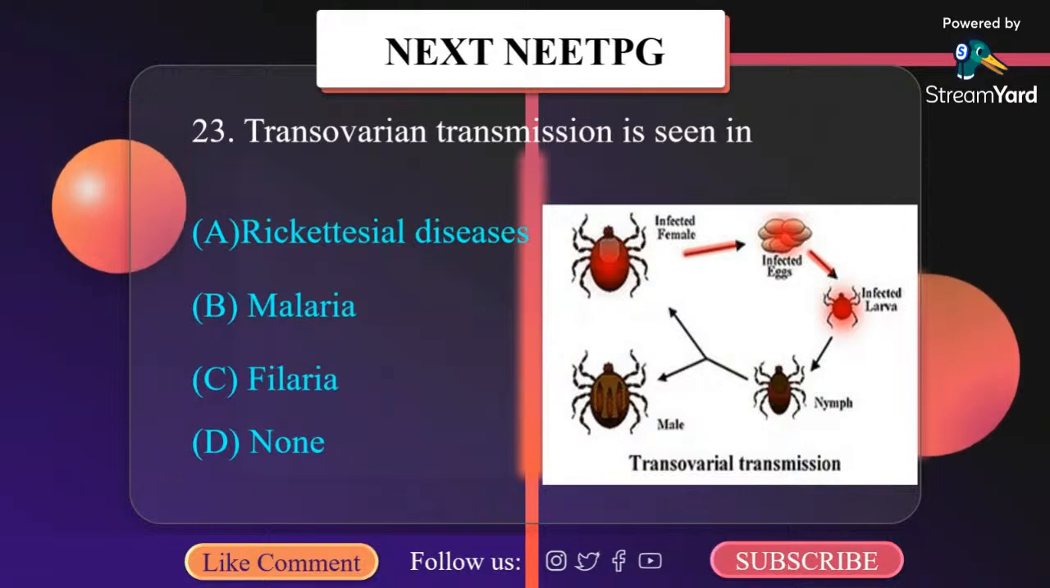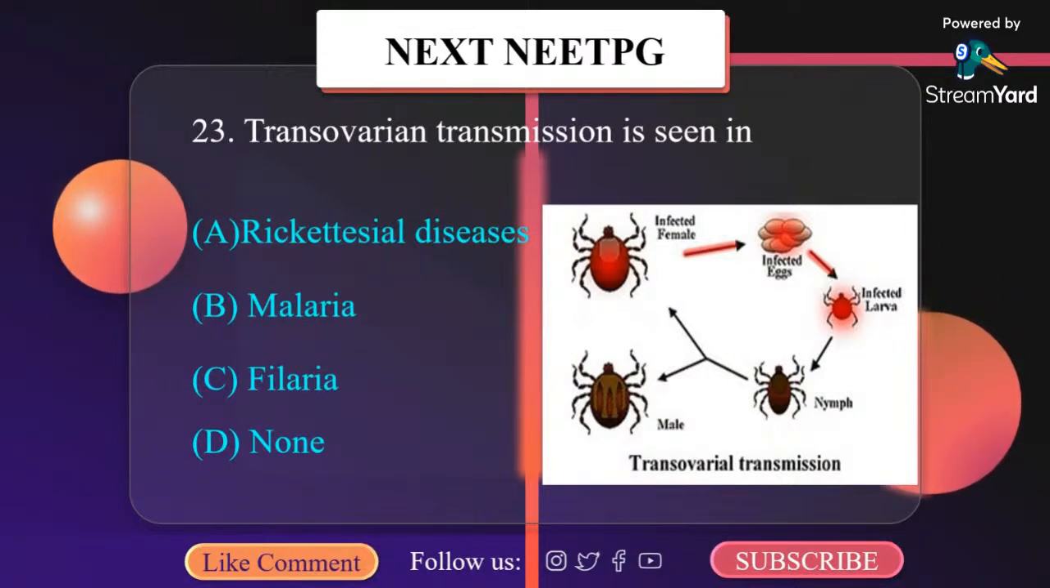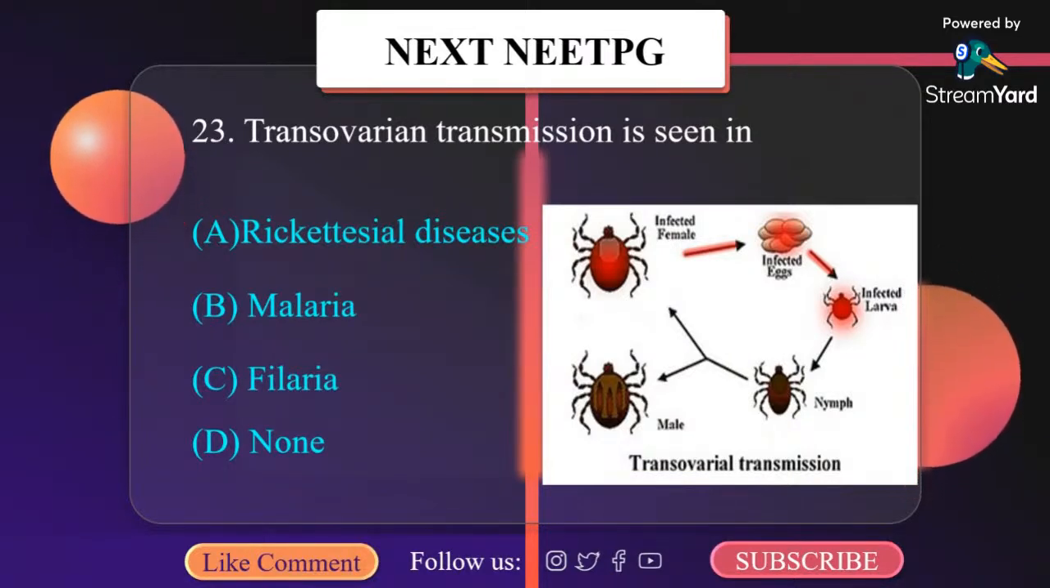Transovarian transmission is seen in: A. Rickettsial disease, B. Malaria, C. Filaria, D. None. It is seen in rickettsial disease.